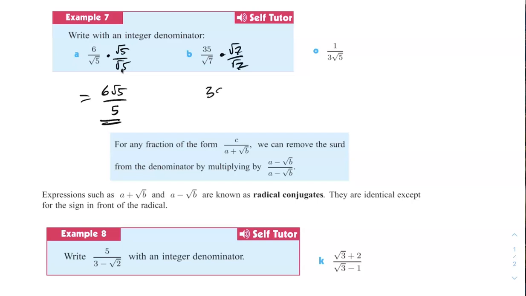So I get 35 rad 7. And again, on the bottom, you can multiply the denominators and get radical 49, which is 7, or just note, if you multiply two of the exact same radicals, you cancel out the radical and just get 7.